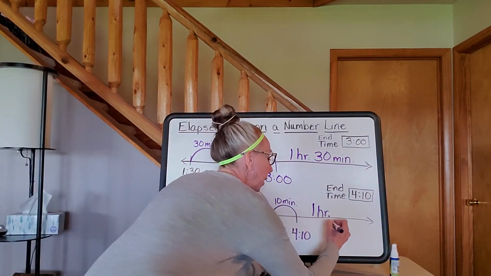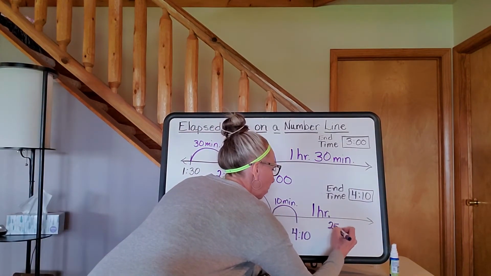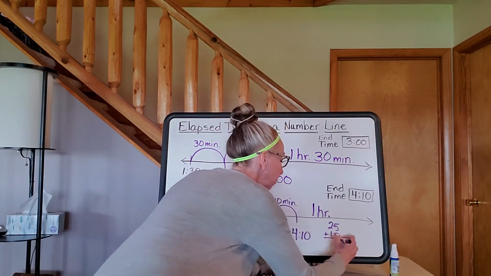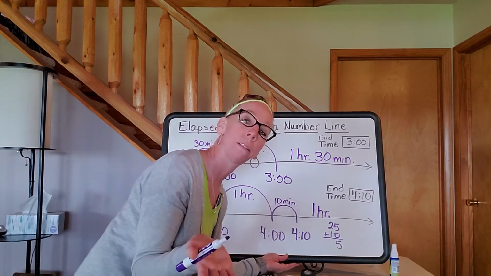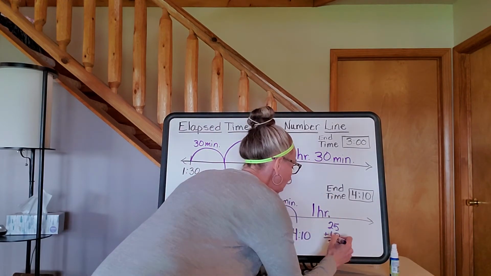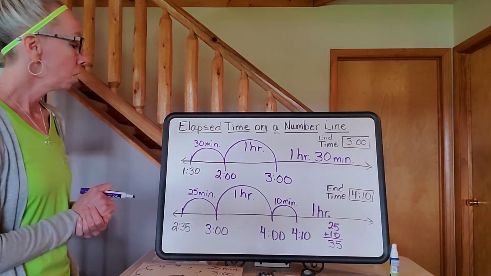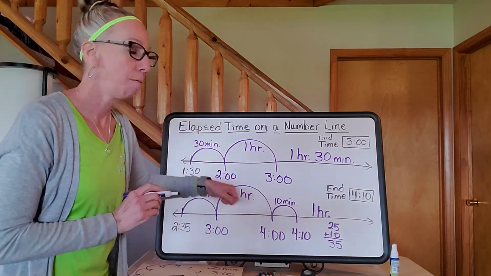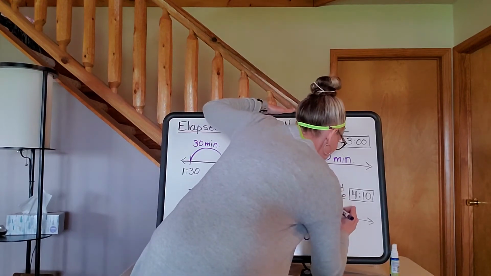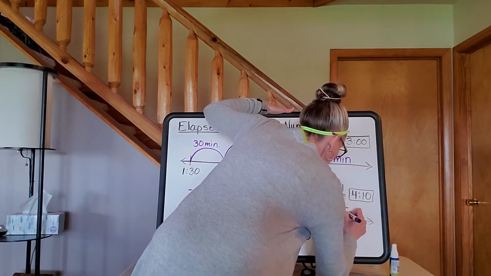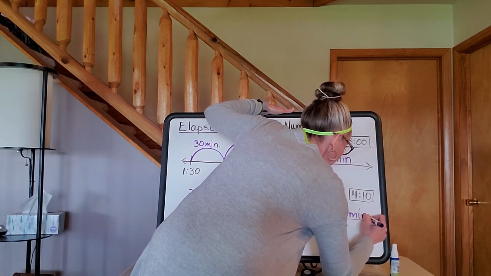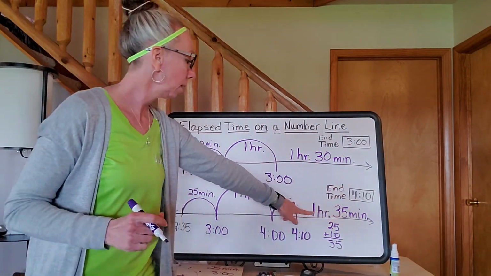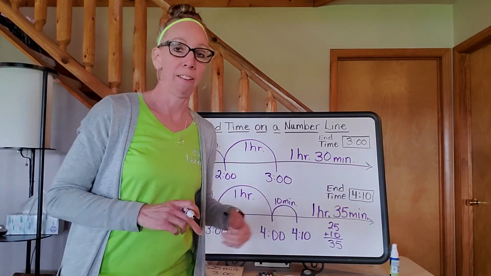I'm just going to add it right here. 25 plus 10. 5 plus 0 is 5. 2 plus 1 is 3. So our total is 35. So when we added 25 minutes plus 10 minutes, we get a total of 35 minutes. So our journey from 2:35 till 4:10 took us 1 hour and 35 minutes.